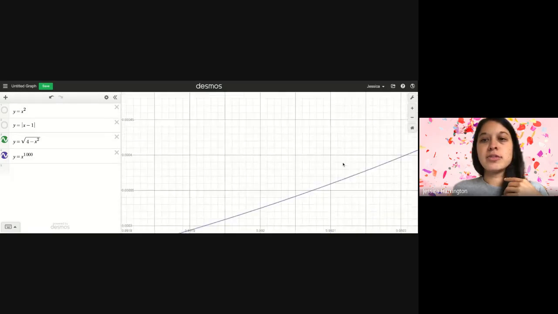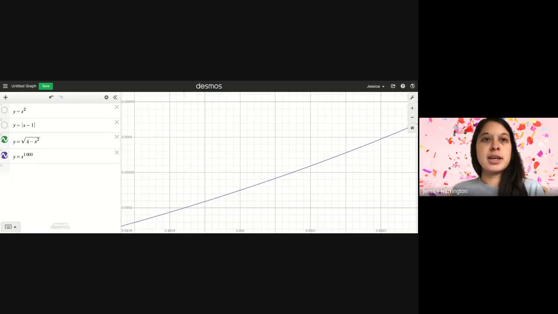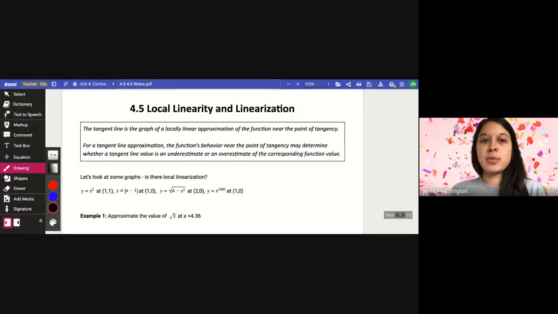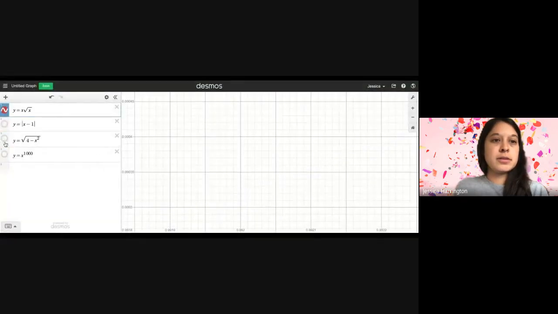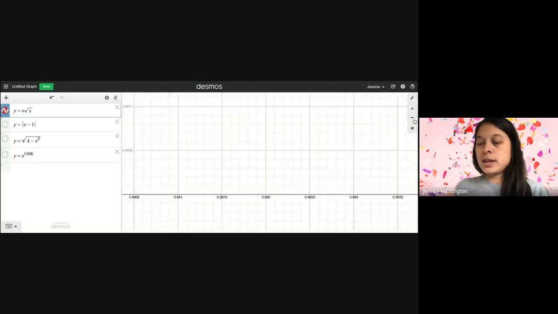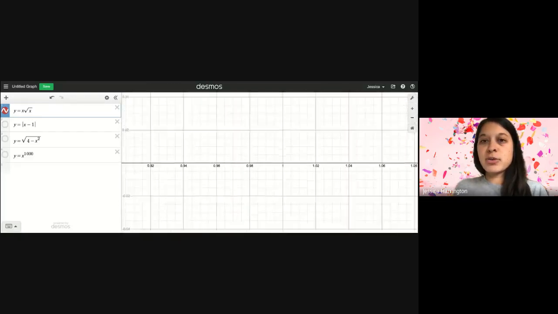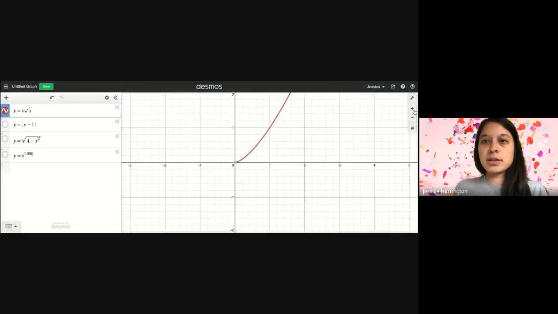So we're going to do this with some functions today. I'm going to switch over to the notes. We're going to start with this first example, which is to approximate the value of root x when x equals 4.36. So I'm going to go back to Desmos and type root x. Turn that on. Let's find it. And we are supposed to approximate the value at 4.36.